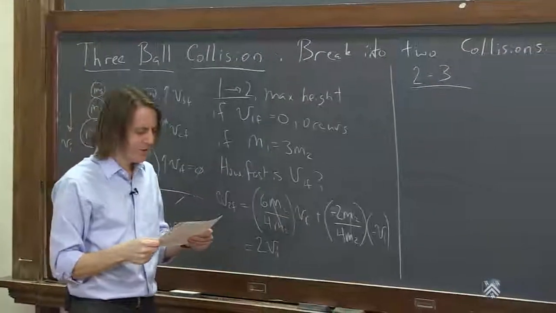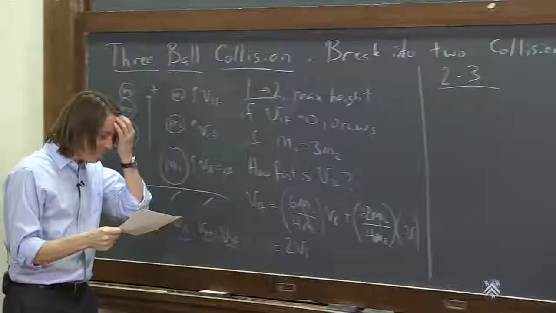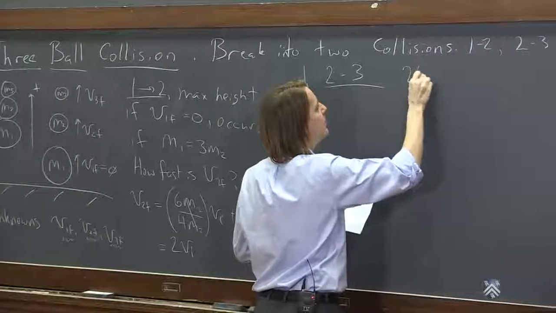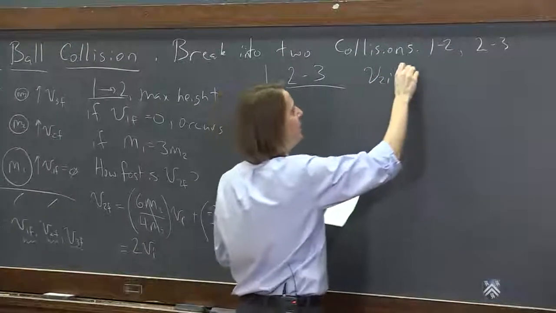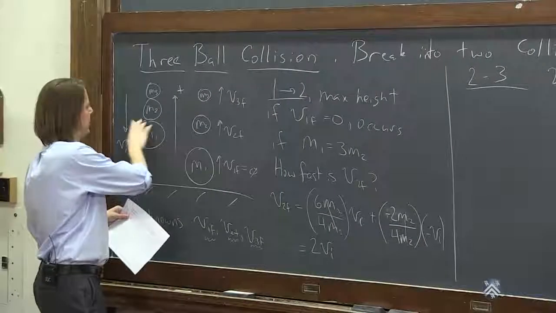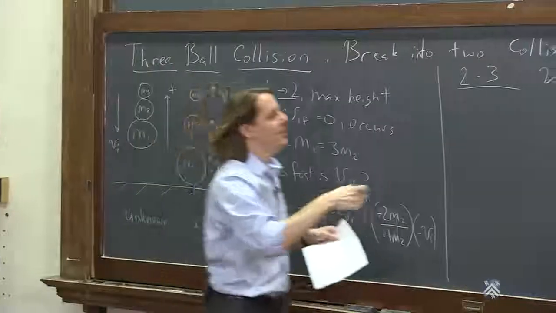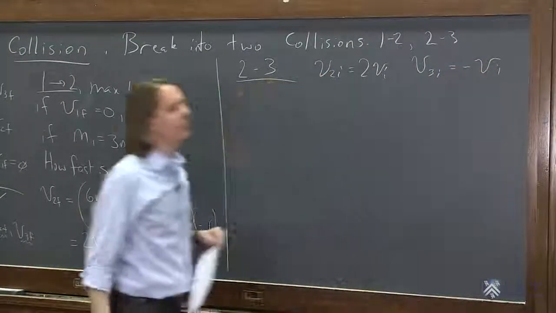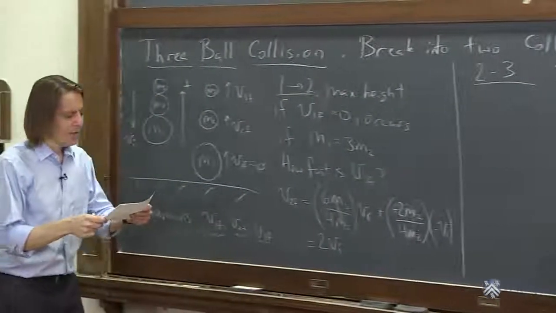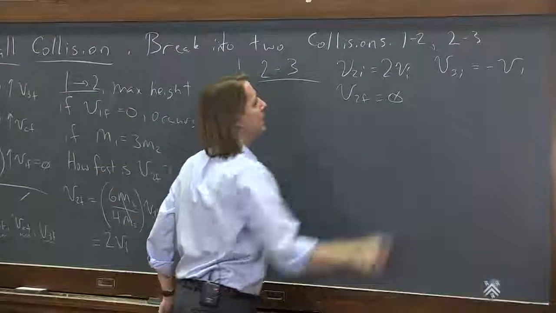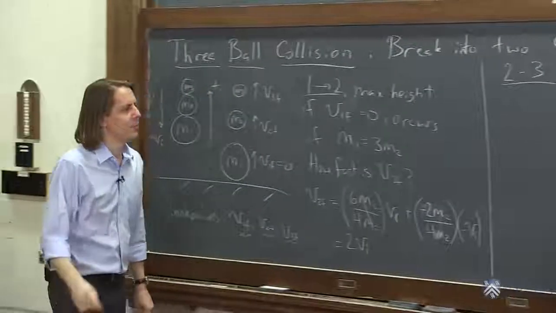I forgot what notation I plan on using here. Yeah, so let's write those down. So v2i equals 2 vi. So this one is going to move up at 2 times the original, and then v3i equals minus vi. It's still falling. Okay, so now we're set. And what we want is v2f to be 0. And we'll figure out what condition that requires.